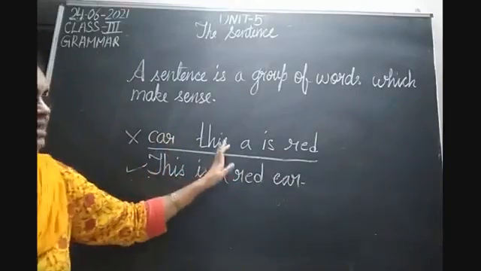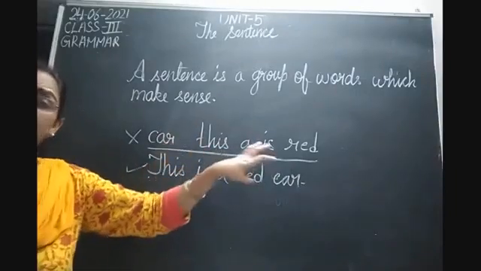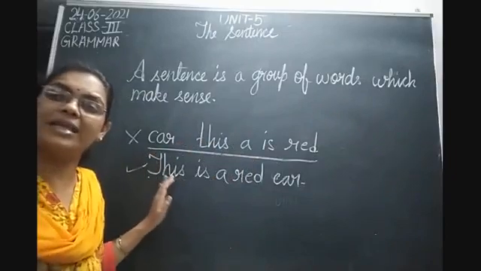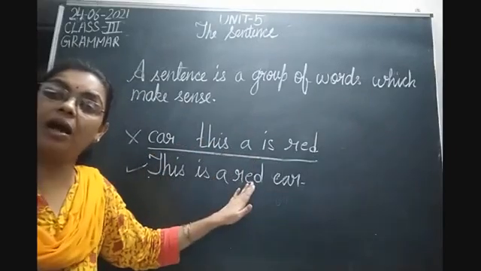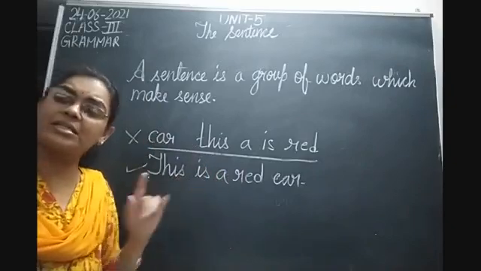So, car, this is red. There are 5 words in this group, but I've written it in a sentence, but it's not making any sense, so this is not a sentence. Whereas the next example, this is a red car. This is written in a correct order, which makes sense, so this is a sentence.